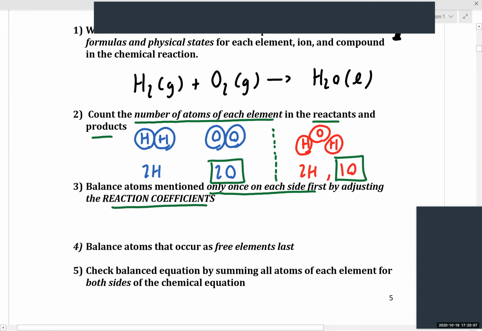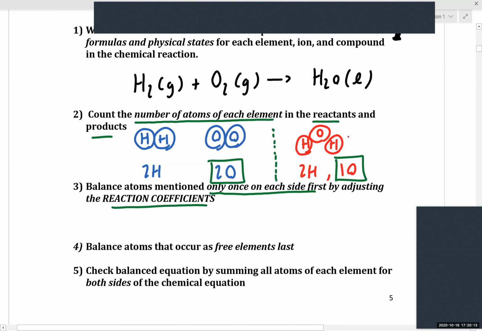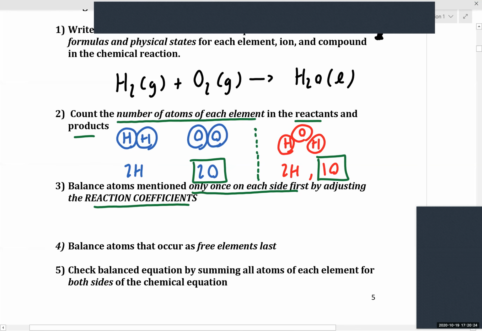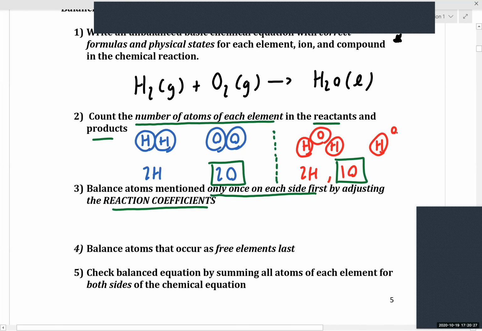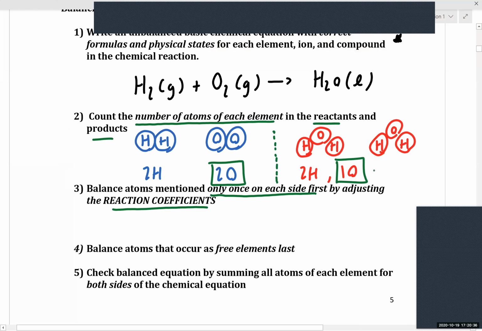Okay. So what we're going to do is think to ourselves, how many water molecules do I need to draw to have two oxygen atoms on the right-hand side? How many water molecules do I need? Two. Yep. So if we draw out a second water molecule, we can then revise our count. We're multiplying our count by two, and that tells us we now have four hydrogens and two oxygens. So oxygen is now balanced.